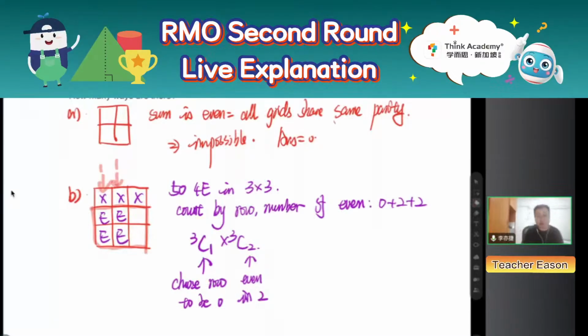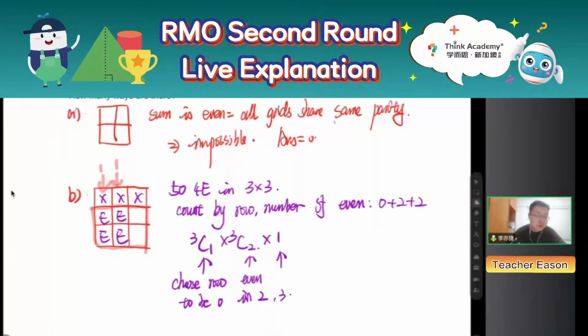So the second row and third row, the even number must be in the same column. That is to say, after the second row is determined, the third row is already determined. So now you will see that in total we have 3 times 3, 9 different places to put our even numbers. The rest 5 are odd numbers. Okay, so now we determine the position.